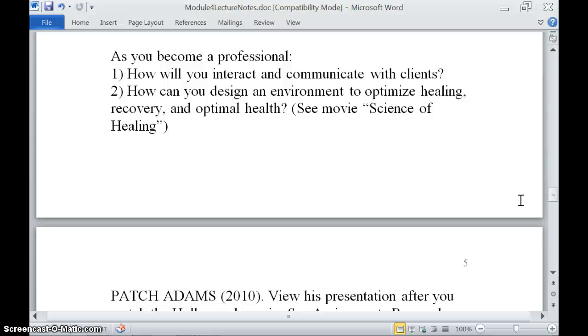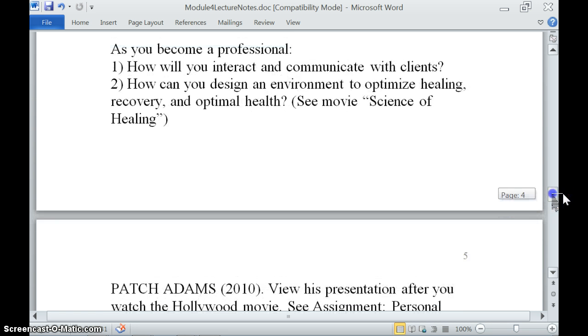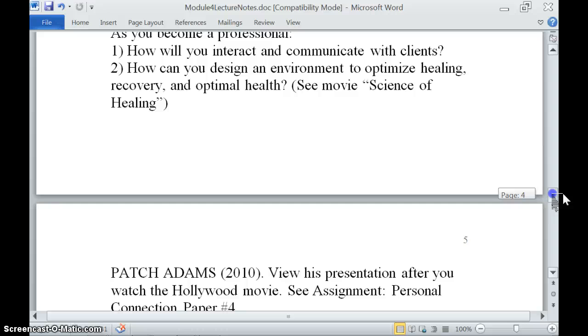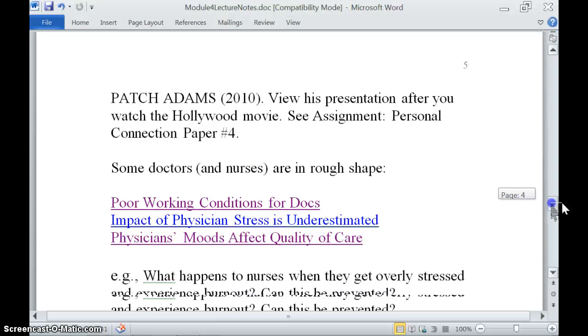There is a good movie, it used to be on Netflix. Unfortunately, I think it's been removed, but if you can ever find it, it's called The Science of Healing. Dr. Esther Sternberg, an MD, a rheumatologist, created a really good documentary on the effects of the environment and healing. So how are you going to interact and communicate with clients, and how are you going to design an environment? These are things you need to consciously think about and be aware of.